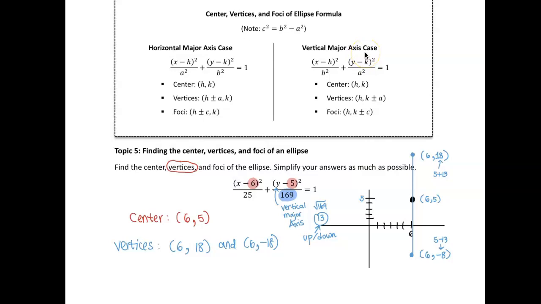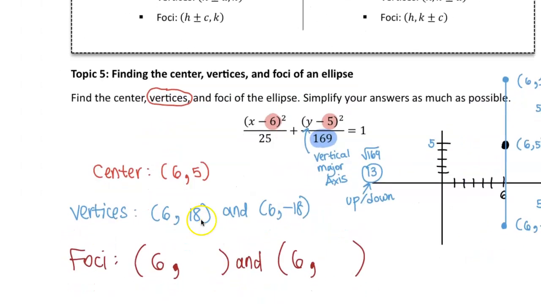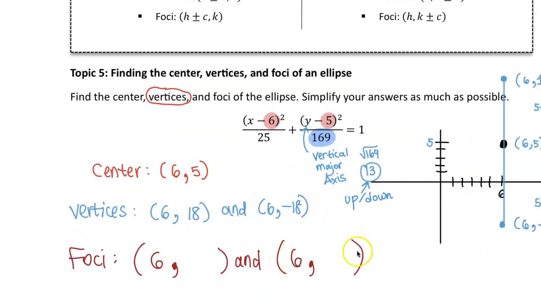Now, what's the formula for foci? That is what we're going to use. Now, h is still the x-coordinate of the vertex. So when you talk about the foci, the x-coordinates will still be the same. But we're going to have to do some work for the y-coordinate of these foci. So you're going to have two of them. Make both of their x-coordinates the same as the center and the vertices. So all of them will be on that same vertical major axis, okay?